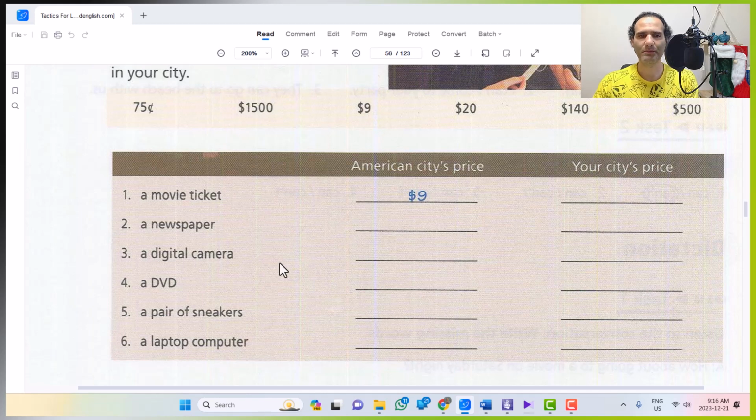Now, for the sake of speaking, you can use this part to talk about and compare prices in America and prices in your city or your country. A movie ticket in America on average costs $9. However, in my country, and then you can continue the talk, or a newspaper in America costs about $3, but in my country it costs, for example, far cheaper. It could be around 50 cents in my country. So this is how you can employ this part in order to develop your speaking.